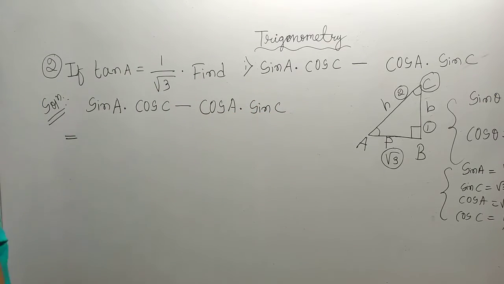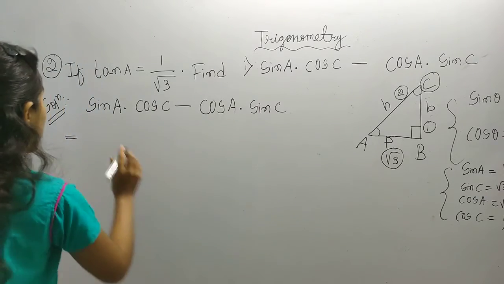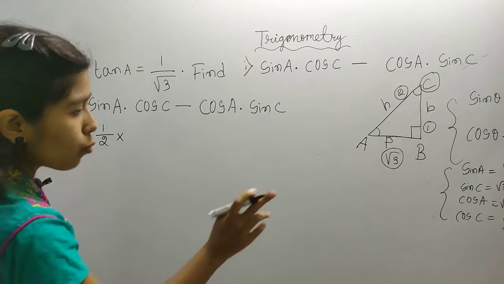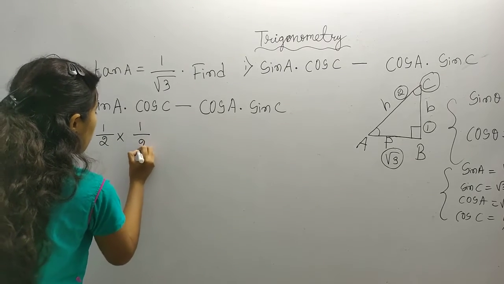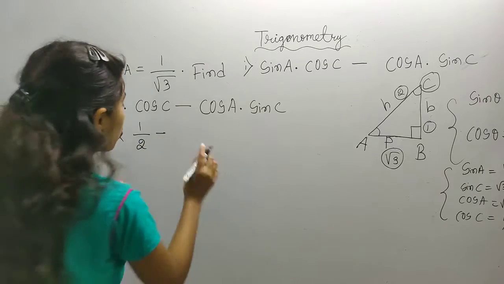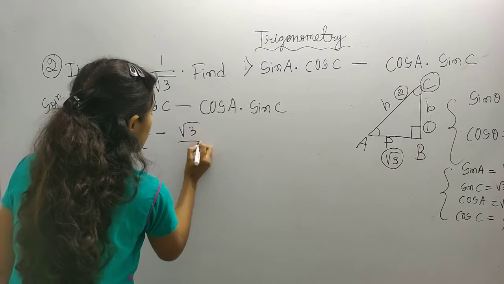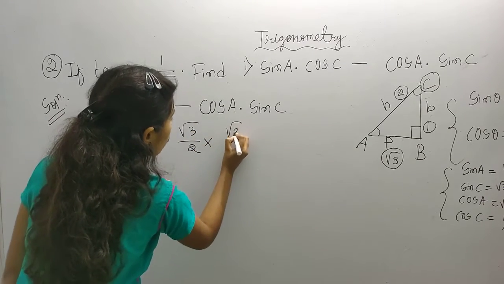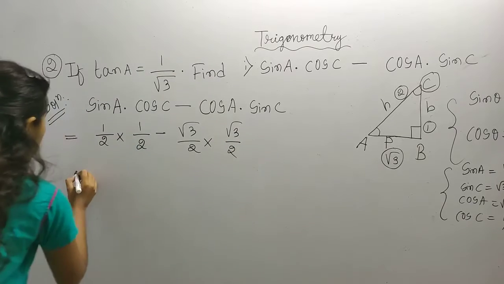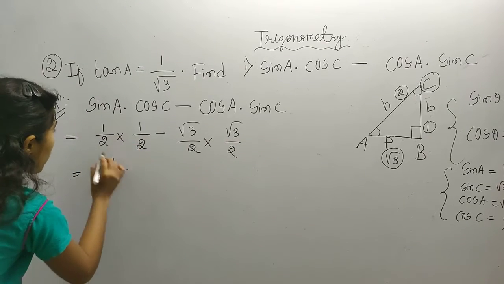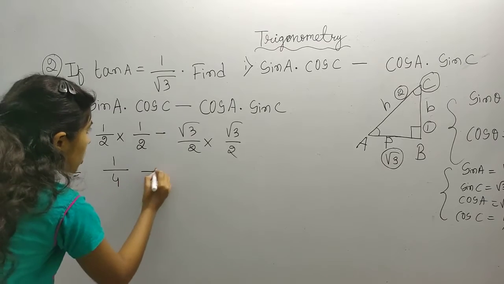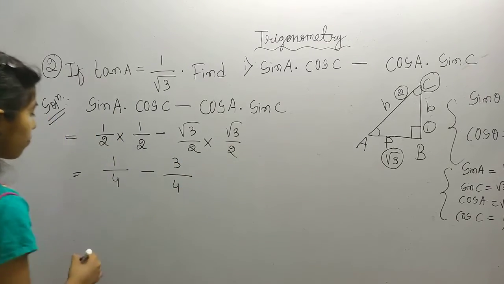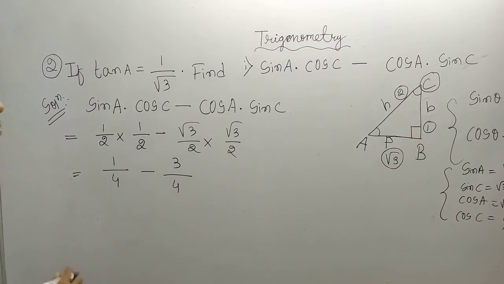So equals, how much is sin A? 1 by 2 into cos C, 1 by 2, minus cos A is root 3 by 2 into sin C is root 3 by 2. So what will happen? 1 into 1, 1 by 2 into 2, 4, minus root 3 into root 3, 3 by 2 into 2, 4. Right?